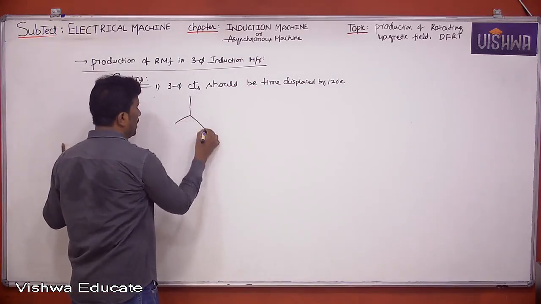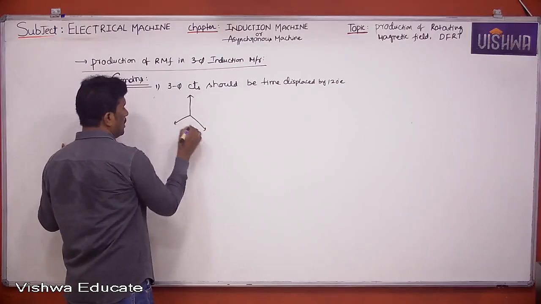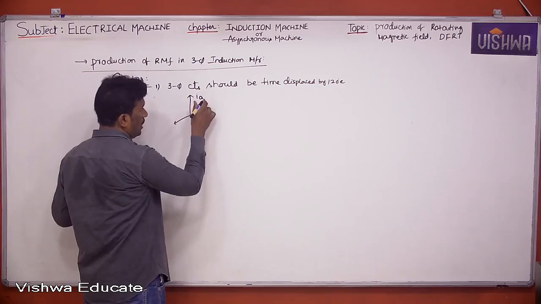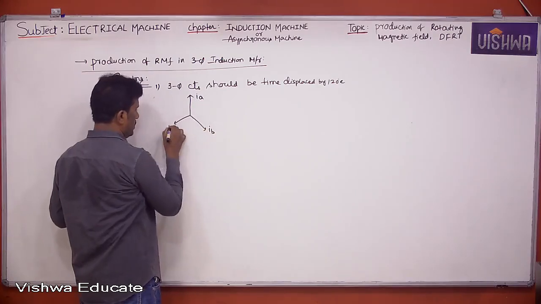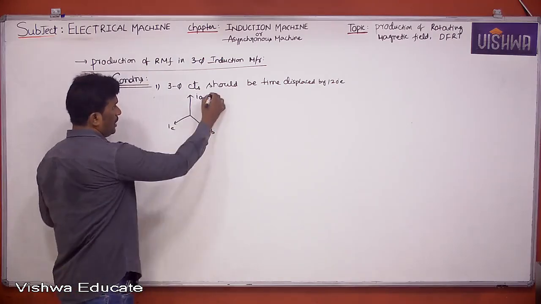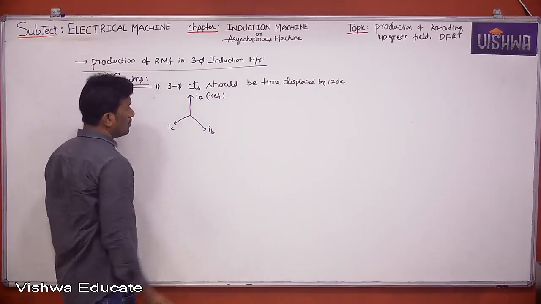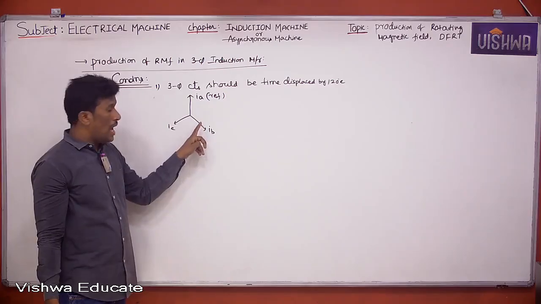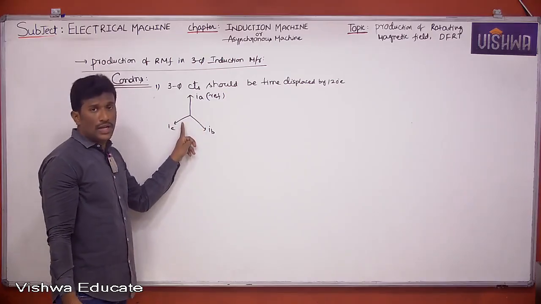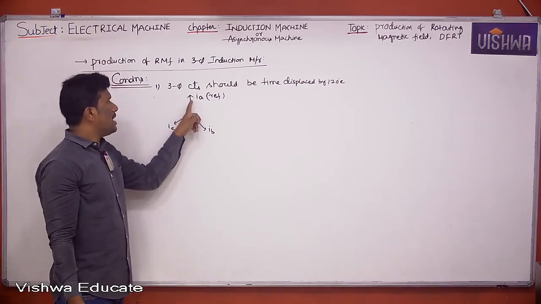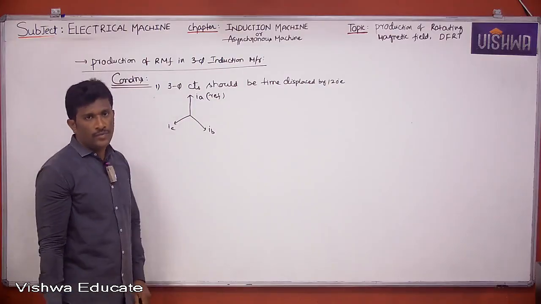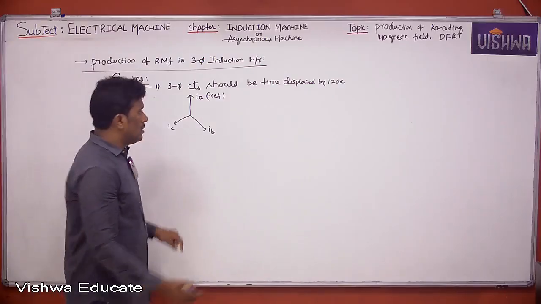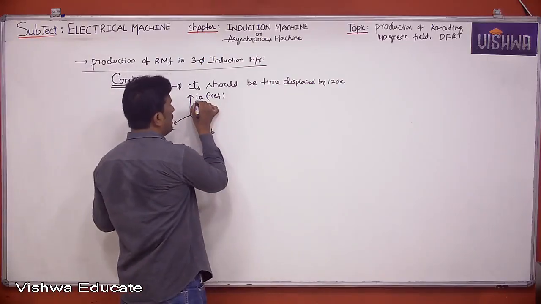Suppose you take an ABC three-phase system, for example the A phase current, B phase, C phase. If you take IA as reference, IA and IB are time displaced by 120 electrical, IB and IC are time displaced by 120 electrical, and IC and IA are time displaced by 120 electrical. That means the three-phase currents are time displaced by 120 electrical.